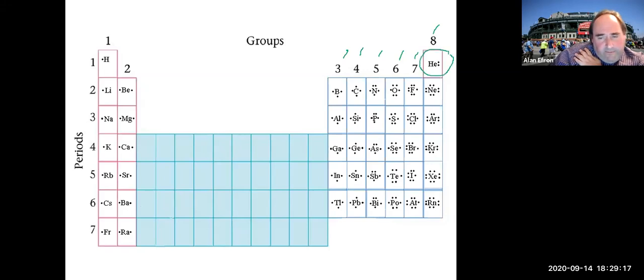Helium, which is part of group 8, doesn't have 8 valence electrons, and that's because helium only has 2 total electrons. So it can't have 8 if it only has 2 maximum. But everybody else in group 8 will have 8 valence electrons. So this is what our electron dot symbols or Lewis dot symbols look like, and we can use these to help us understand bonding and what's happening with bonding.